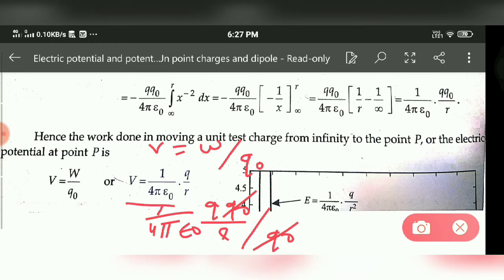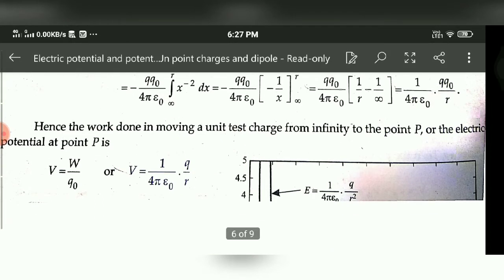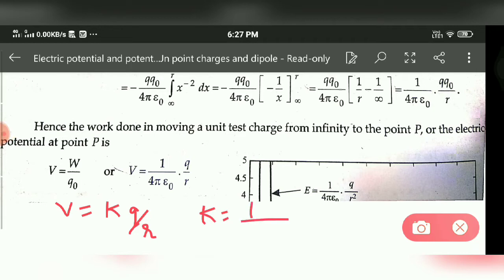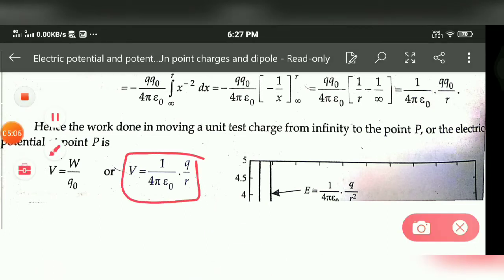So we get potential is equal to 1 by 4 pi epsilon naught q by r. Or we can also say potential is equal to k times q by r, where k is equal to 1 by 4 pi epsilon naught. So this is the value of potential due to a point charge.